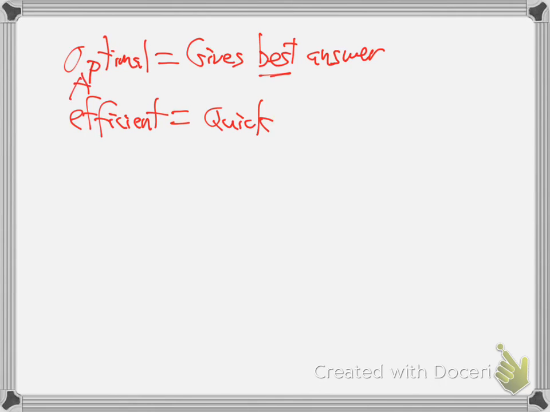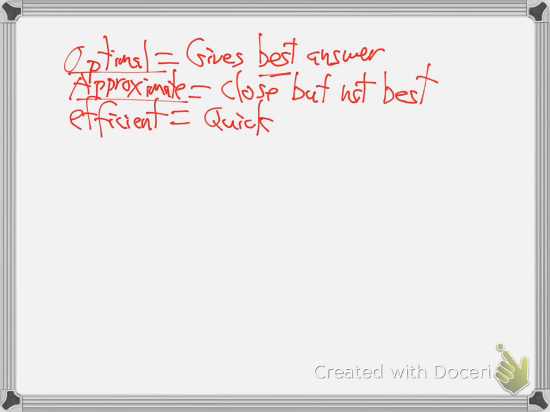Oh, I know what they use. They use approximate. So approximate means close, but not best. So optimal and approximate. They'll talk about which of these techniques are optimal, give the best answer, which are approximate, give a pretty good answer, but not the best. Which are efficient, which can be done quickly by computers, and which ones are inefficient, right? Inefficient is slow, even for a supercomputer.